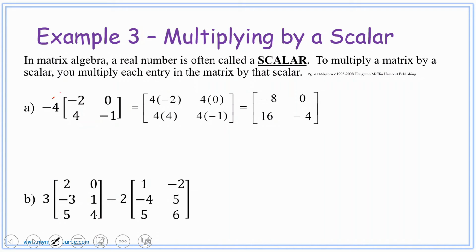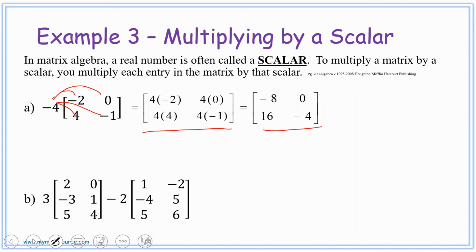And so basically, this negative 4 gets multiplied into every single entry. And so here we see that result, and our final answer is written here. 4 times negative 2 is negative 8, and so forth. Right? Now, we can sometimes combine them together.